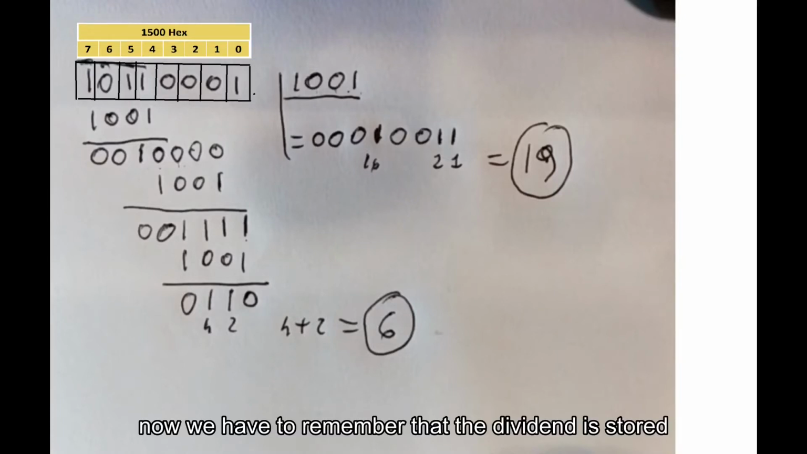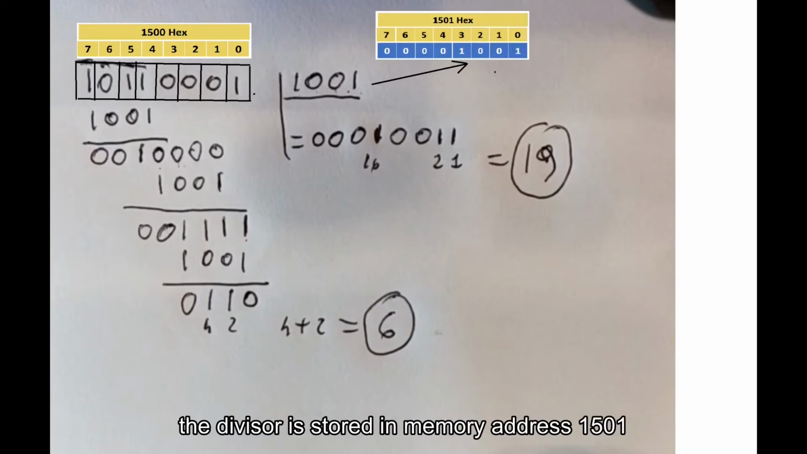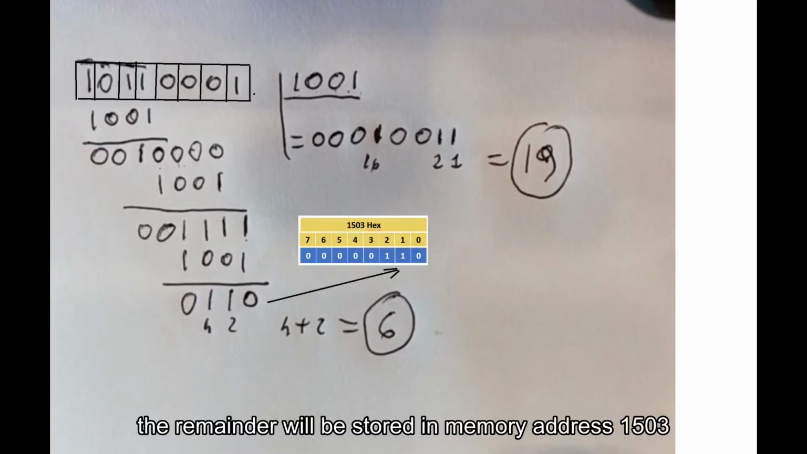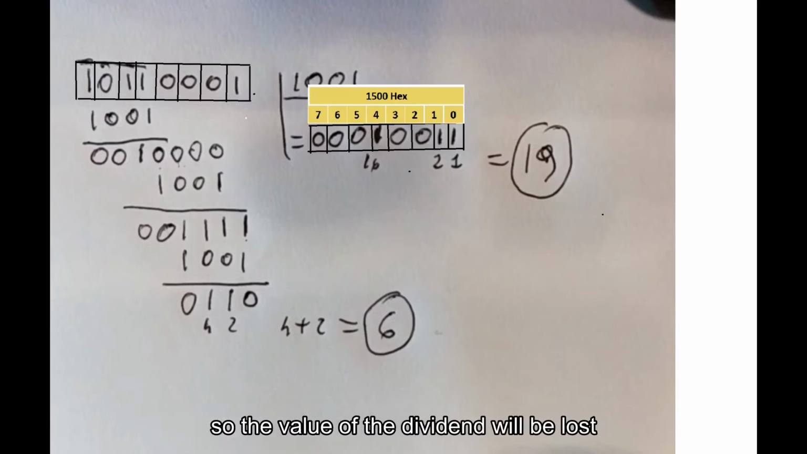Now we have to remember that the dividend is stored in memory address 1500, the divisor is stored in memory address 1501, the remainder will be stored in memory address 1503, and the result will be stored in memory address 1500, so the value of the dividend will be lost.